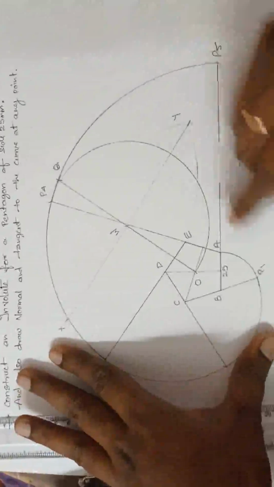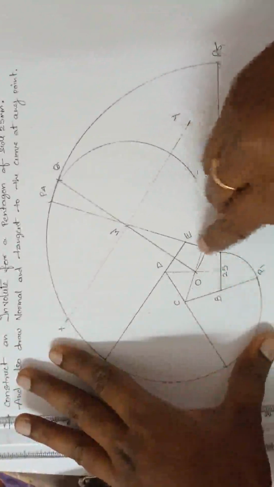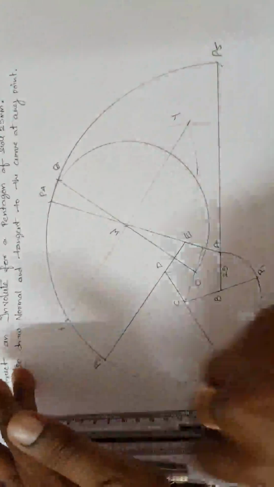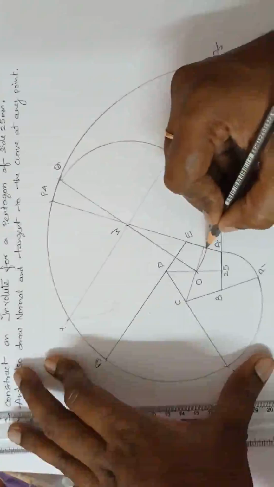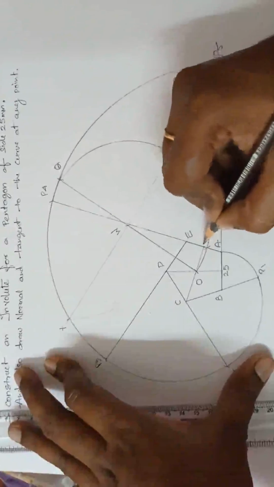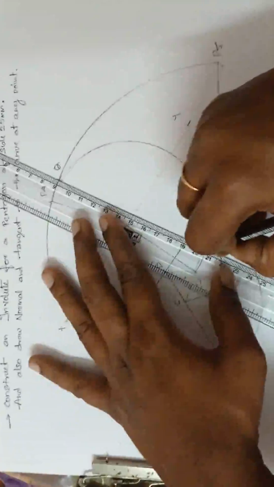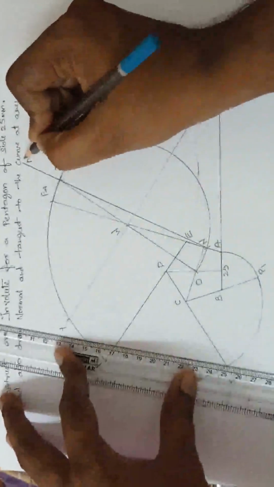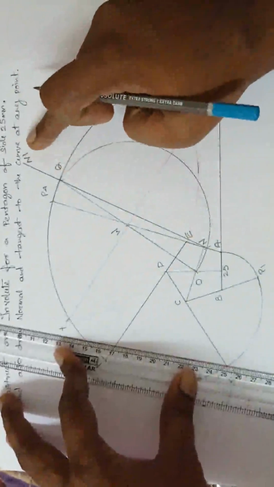What is happening? This semicircle will cut the pentagon at a certain point. That certain point is said to be N. I'll call it N. Join NQ. Join N and Q. You will get the normal. N dash is a normal now.